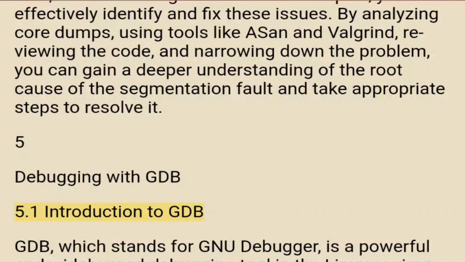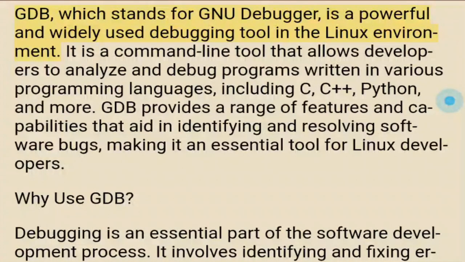5. Debugging with GDB. 5.1 Introduction to GDB. GDB, which stands for New Debugger, is a powerful and widely used debugging tool in the Linux environment. It is a command line tool that allows developers to analyze and debug programs written in various programming languages, including C, C++, Python, and more. GDB provides a range of features and capabilities that aid in identifying and resolving software bugs, making it an essential tool for Linux developers.